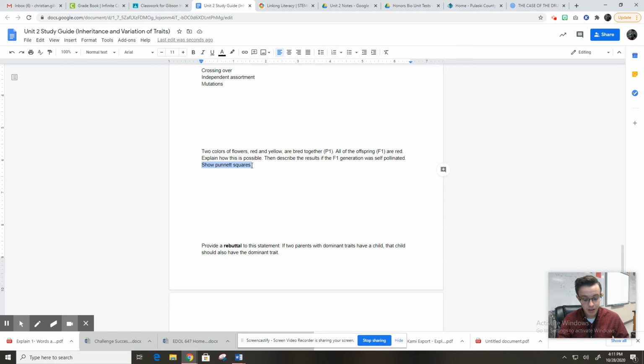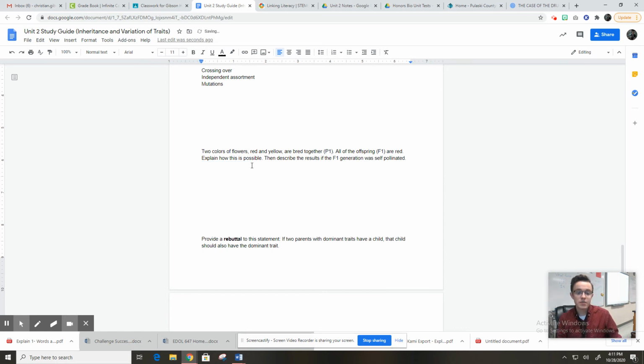Well, if the red color is the dominant trait, yellow is recessive. It is possible to breed those two colors and have all red offspring if the red parent was homozygous dominant. If it had two dominant alleles, it would always pass on an allele that would overshadow that recessive one.